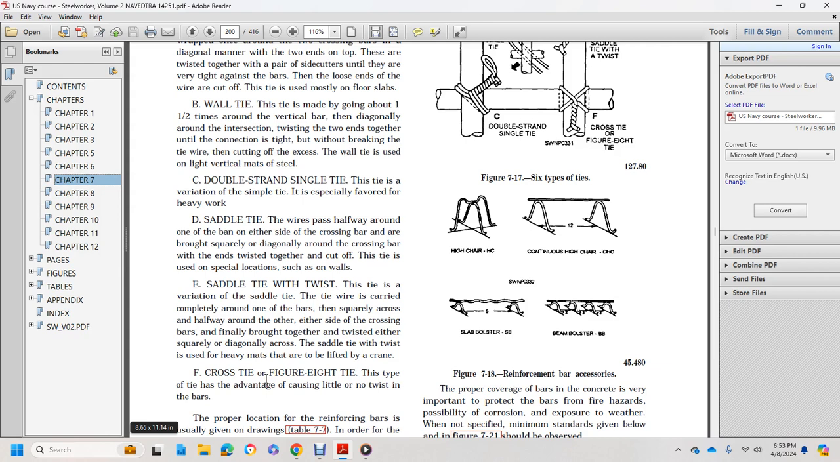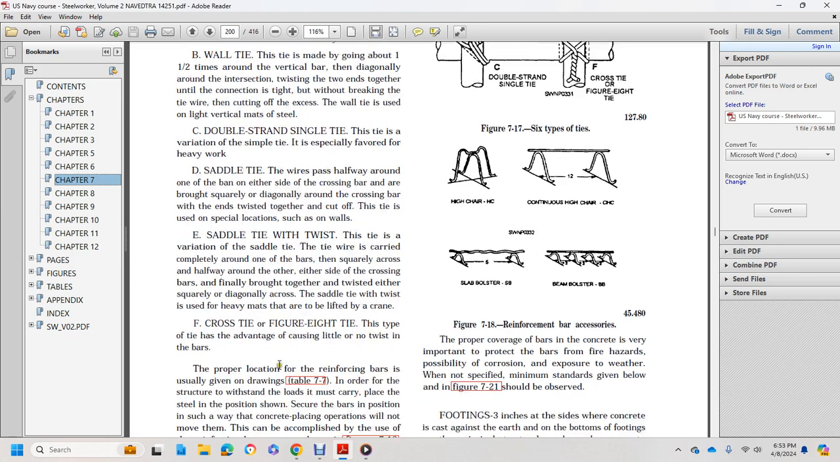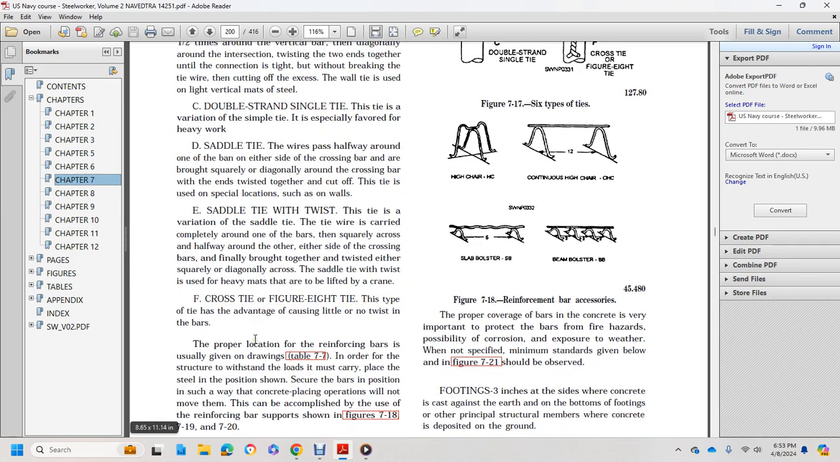E, saddle tie with a twist. A variation of the saddle type of tie will carry the complete wire one over the bar squarely across, halfway on either side of the crossing bar. Finally brought together, twisted either squarely or diagonally across. Saddle tie with a twist is used on heavy mats that are lifted by a crane. F, cross or figure 8 tie. This type of tie has the advantage of causing little or no twist in the bars.